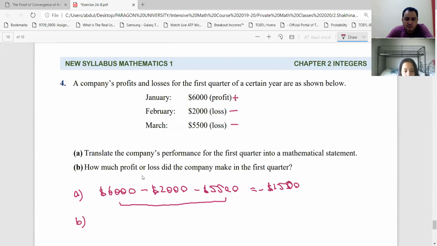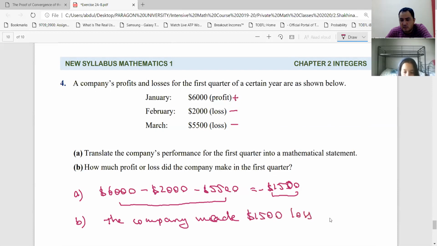B, how much profit or loss did the company make in the first quarter? So we should just write here the company made how much? It is minus, right? So it lost. So this company made a $1,500 loss in the first quarter of the year. Okay.